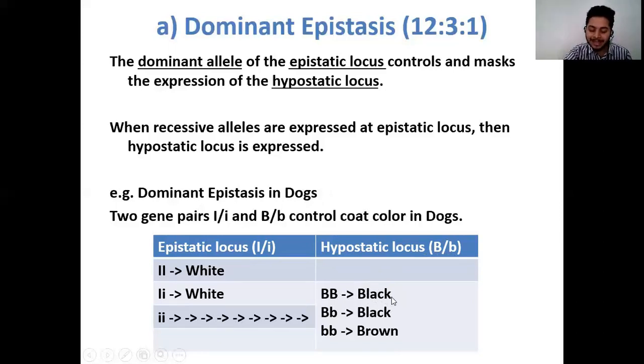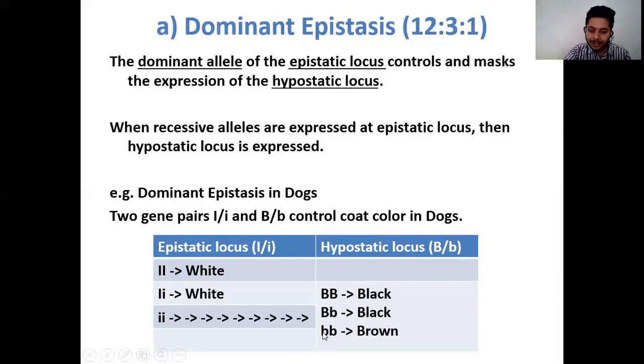So black is the dominant trait that you observe in the dogs. Now if capital B is present in the heterozygous condition, where both capital B and small b are present, such that capital B is dominant over small b, then the coat color that you get again is going to be a black coat color.